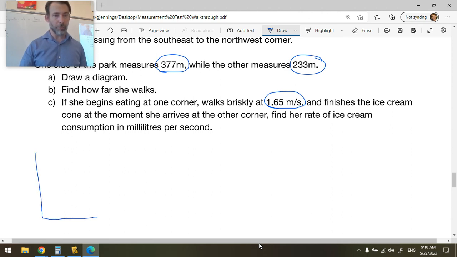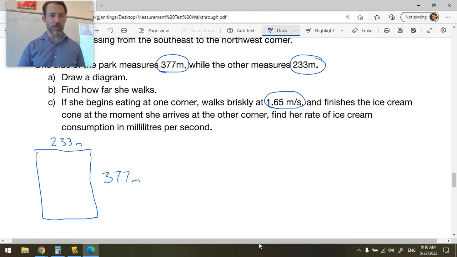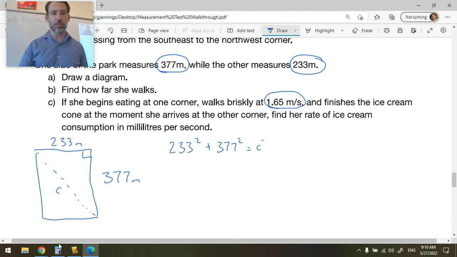So let's do that. You start with a diagram. It's 233 meters on this side, 377 meters on that side. And it doesn't matter which side is which, the answer is going to be the same. She walks diagonally across this. Oh, mon Dieu, it's a right-angled triangle. And so we're looking to solve for C here. So you have 233 squared plus 377 squared equals C squared.